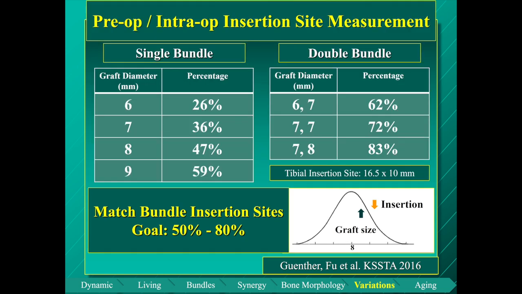Given the insertion site measurements, we are able to calculate the percentage of tibial insertion site reconstructed area for a given graft size. Using this table to calculate the percent reconstructed area, we determine intraoperatively the graft size that restores 50 to 80% of the measured tibial area.